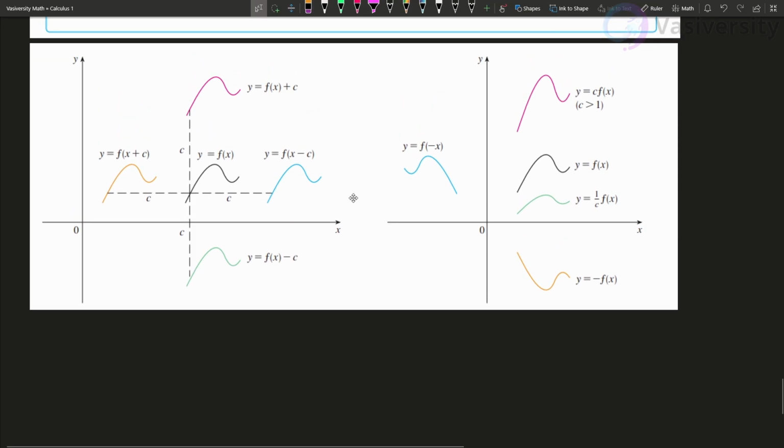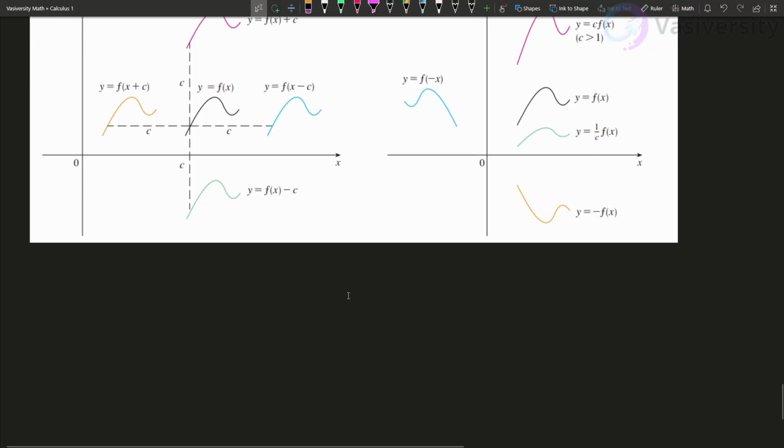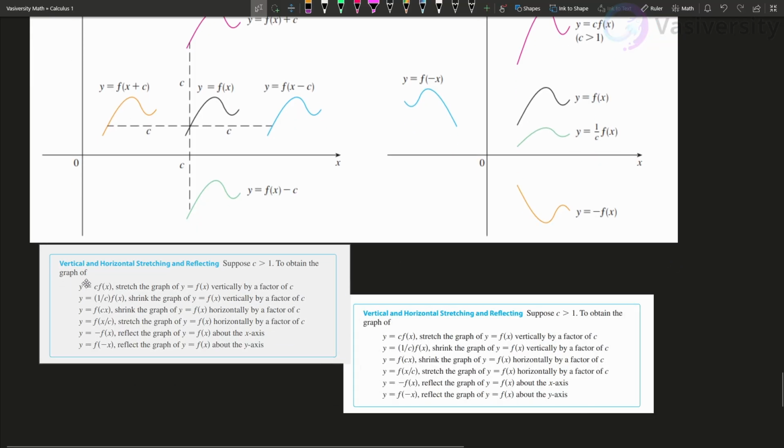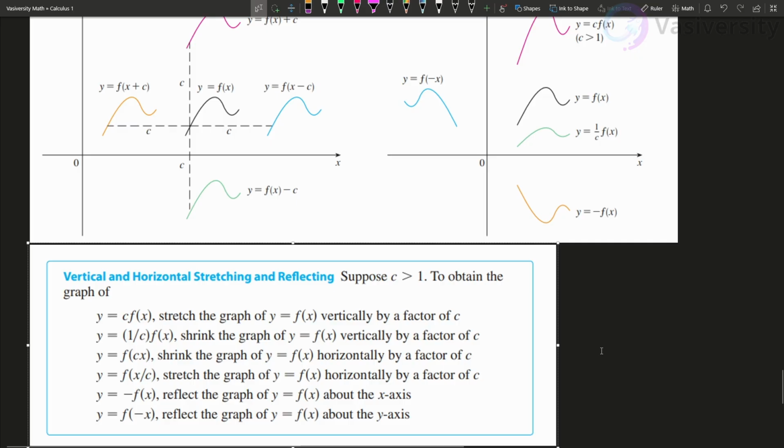The second part, the second graph for it, is here. We can do vertical stretching. Suppose c is greater than 1. To obtain c times f of x, stretch the graph of y vertically by a factor of c. With 1 over c, shrink the graph vertically by a factor of c. Shrink the graph of y horizontally by a factor of c. Stretch the graph horizontally by a factor of c. A negative outside is going to reflect about the x-axis. Negative x inside reflects the graph about the y-axis.